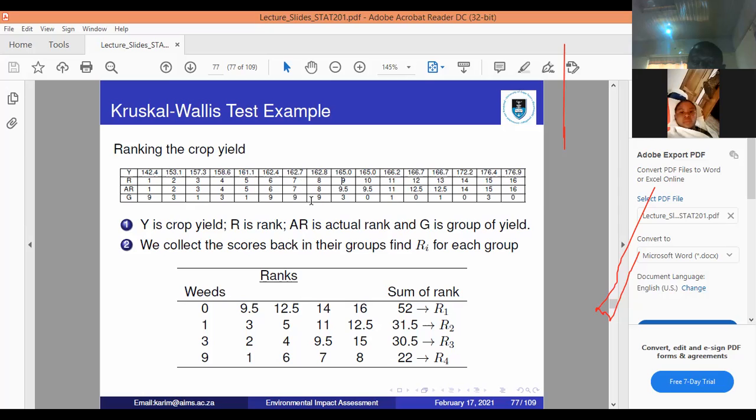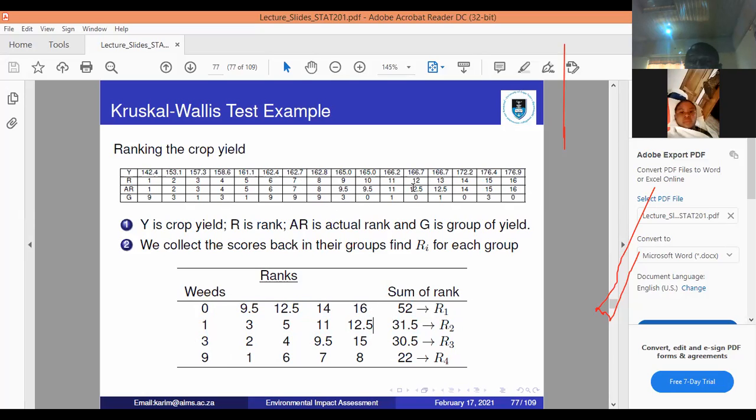This one is coming from width 9, and so forth. We do this and finish. Now we regroup the ranks: width 0, width 1, width 3, and width 9. So let's group all the zeros.